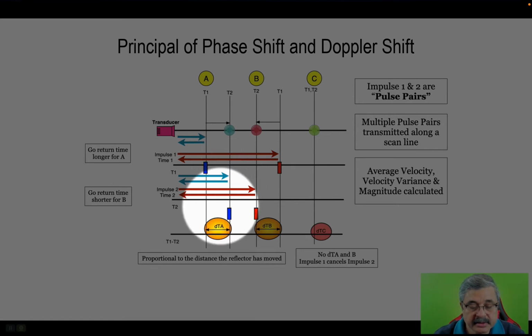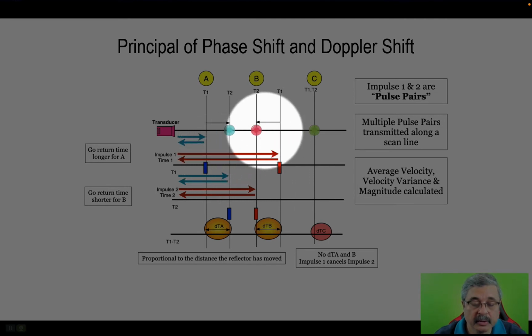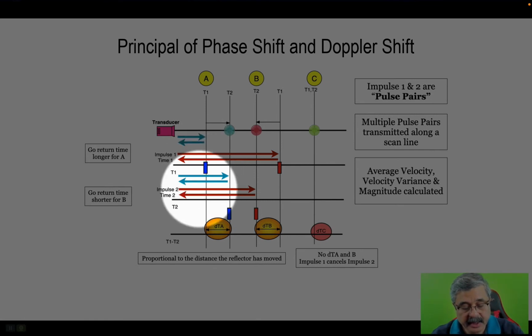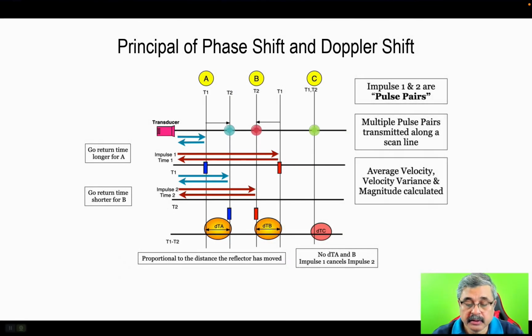So the distance that the RBCs have traveled, either away from the transducer or towards the transducer, is proportional to the velocity, or the velocity is proportional to the total distance they've traveled. So these are two pulse pairs that are being analyzed for phase shift, which means how much out of sync or in sync they are.